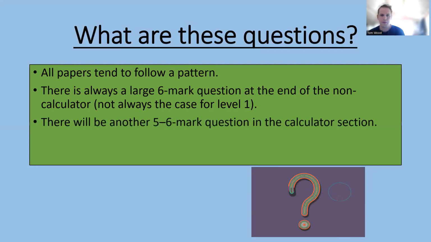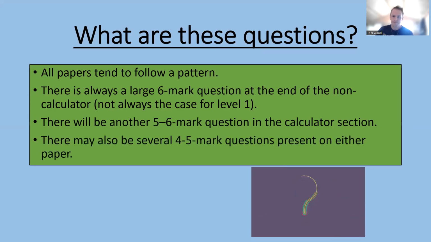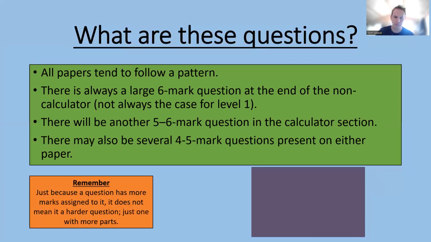There will always be another 5 or 6-mark question in the calculator section as well. We can also see 1 or 2 of these 4 or 5-mark questions pop up. So we do have a bit of a mixture. 6 marks is the biggest question that they can ask. You're probably going to get 1 of them at least, and then probably a few of these 4 or 5-mark questions as well.